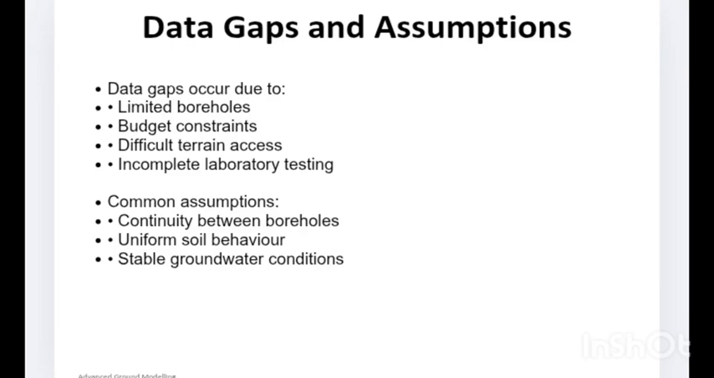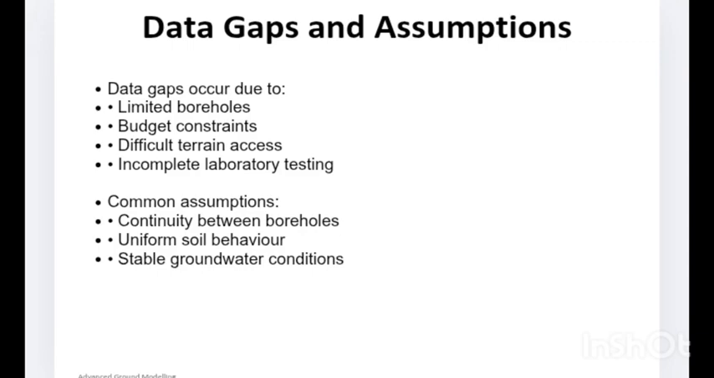We also have budget constraints. Extensive investigation may be too costly. Number three is difficult site access. Areas like swamps, offshore areas, and urban locations may restrict investigation. We're not able to do detailed investigation because of accessibility. Then number four is incomplete laboratory testing. Some parameters may not be tested, so that's part of the data gap.